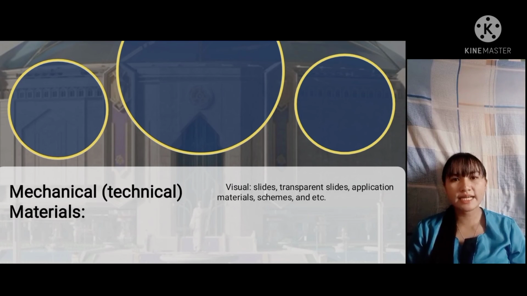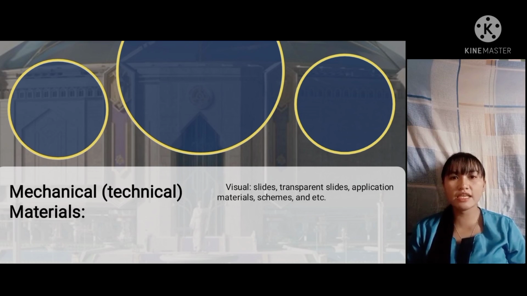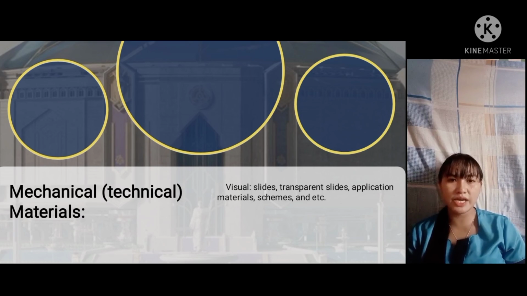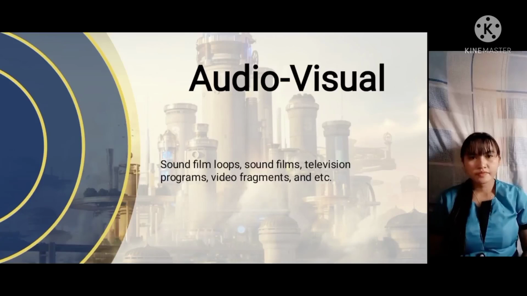While the mechanical technical materials are systems, devices, and apparatus that present and adapt information during the teaching process in order to improve the process effectiveness. These are examples of mechanical materials: visual slide, transparent slide, application material, scheme, and one nice example of this teaching material is the projector, which most of our instructors use, especially when we are in face-to-face classes.